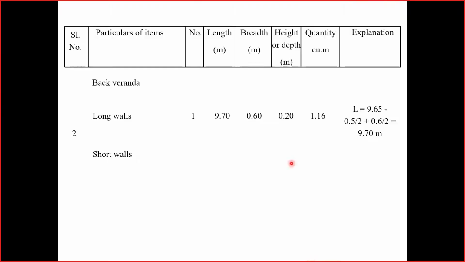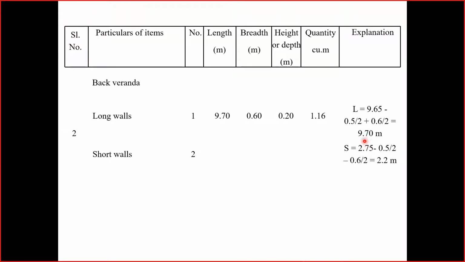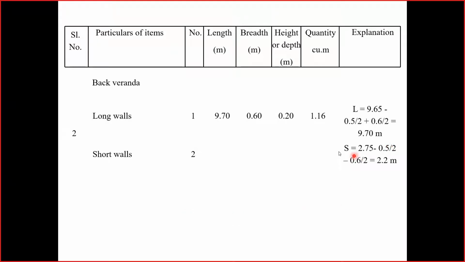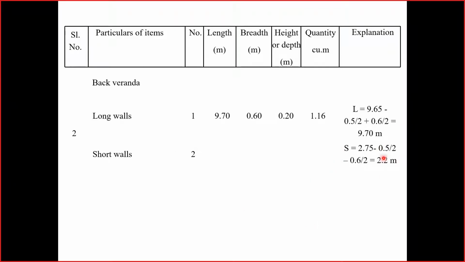So there are two numbers of short walls. The length calculation, center to center distance is 2.75 meter, and 0.5 meter by 2 for the main wall and 0.6 by 2 for the partition wall. If we do the deductions, we'll get the actual length as 2.2 meters. The width and depth remain same. The total quantity is going to be 0.53 meters.